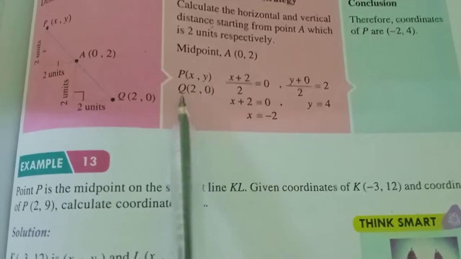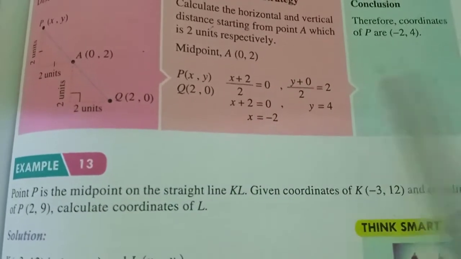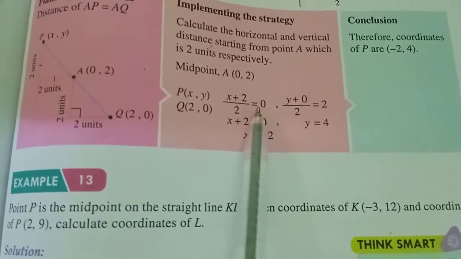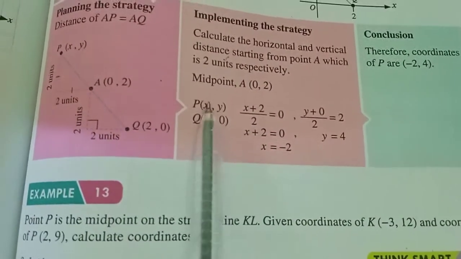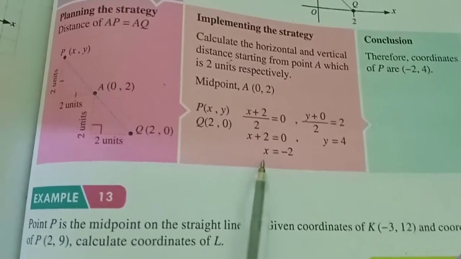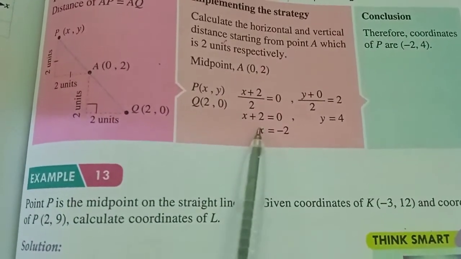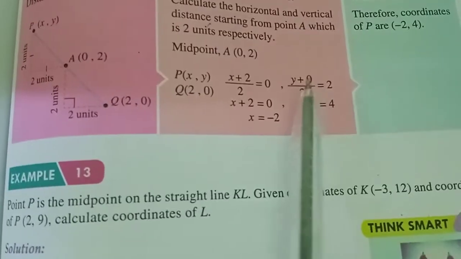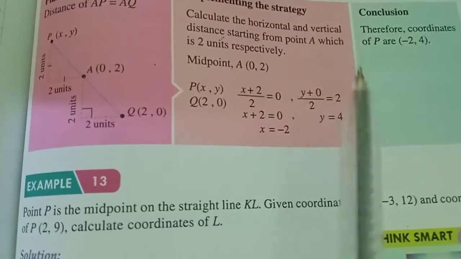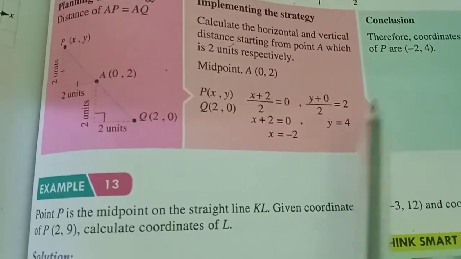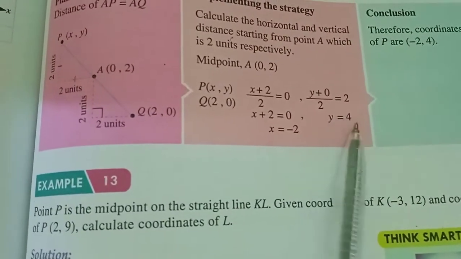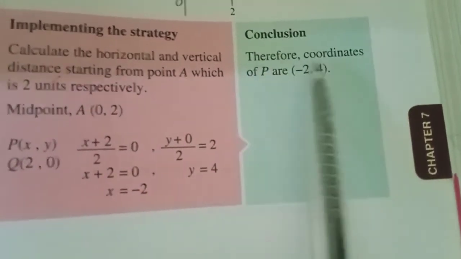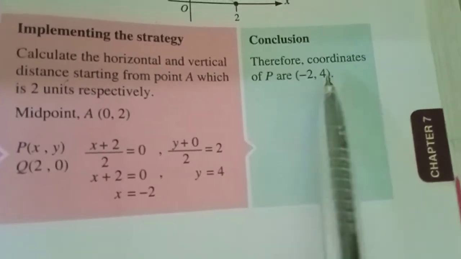P (x, y), Q (2, 0). x plus 2 over 2 equals 0. x plus 2 equals 0. So x is negative 2. y plus 0 over 2 equals 2. So y equals 4. Conclusion: the coordinates of P are (-2, 4).